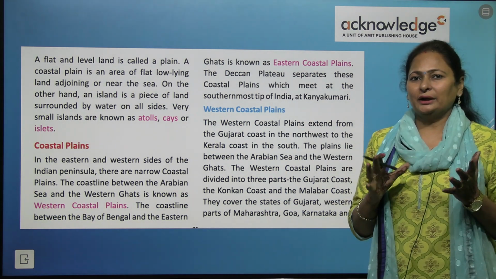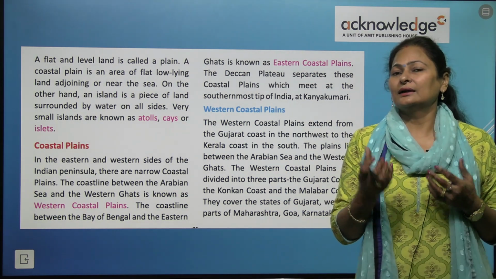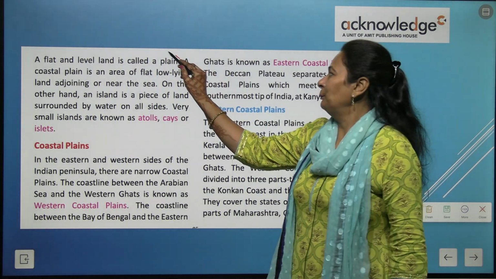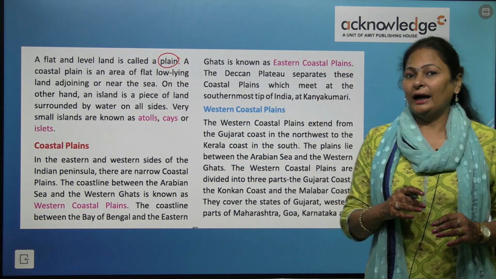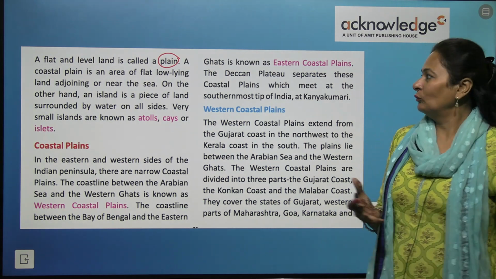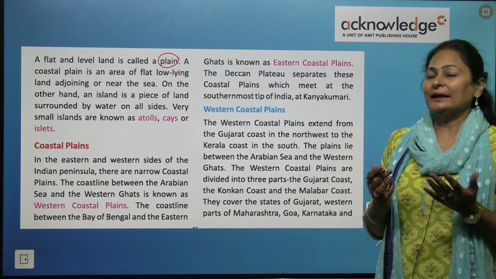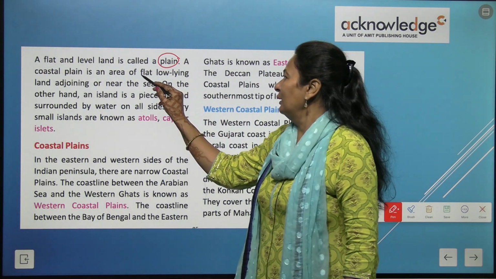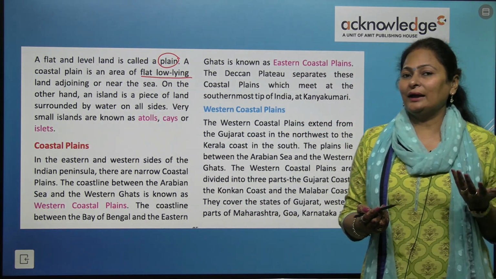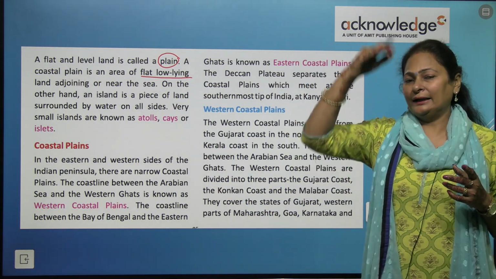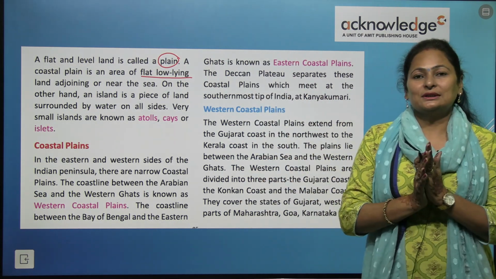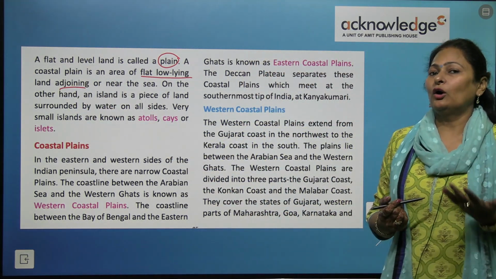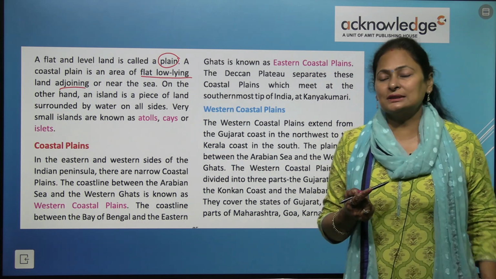We broadly know what is coastal and what are islands, right? A flat and level land is called a plain. Land which is flat or even is called what? Plain. A coastal plain is the plain area which is adjoining the sea, right? So this is a flat, low-lying area, which means this is not highland. Highland means mountains and hills. So this is the flat, low-lying area that is adjoining or near the sea. So we call it coastal plains.